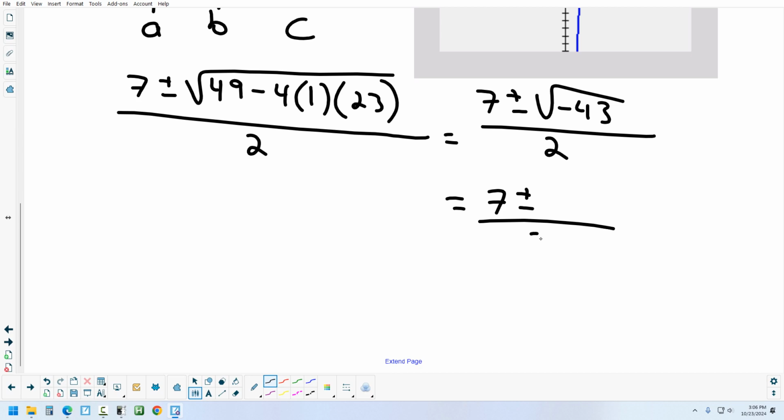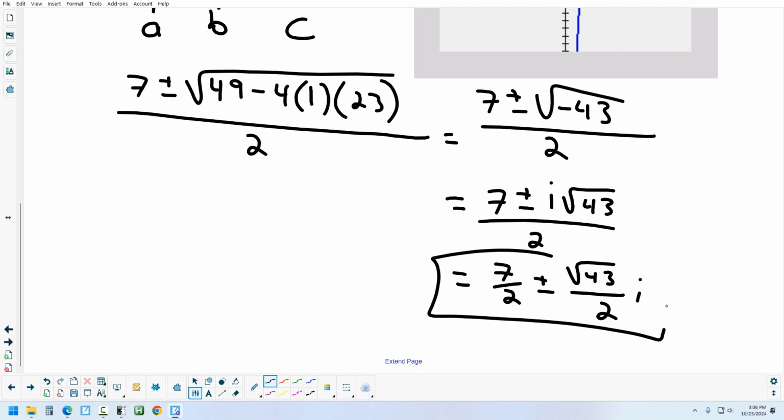Right, 7 plus or minus the square root of 43i. Yep, and we'll just put the i in front so we know that it's not under the root. Okay, those are the other two answers. If they wanted them in standard form, you put the real part over 2, and then you put the imaginary part over 2 separate. So remember, this is what I just put a box around, that is standard form.